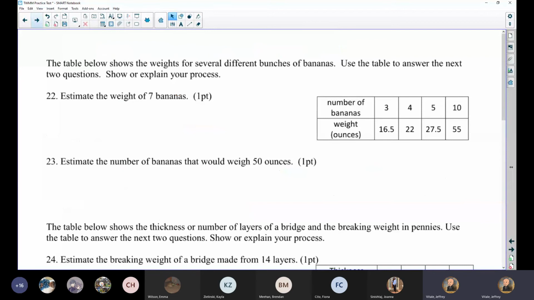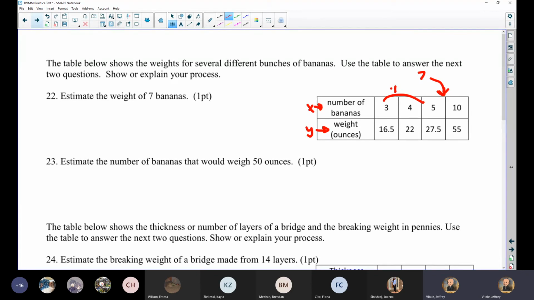All right, the table below shows the weights for several different bunches of bananas. Use the table to answer the next 2 questions. Explain or show your process. So estimate the weight of 7 bananas. Well, we know that 7 is somewhere in here, right? Can we agree with that? Yes. All right, so what we can try to figure out is the weight depends upon how many bananas there are, right? So this is your y, your dependent variable, versus your independent variable.